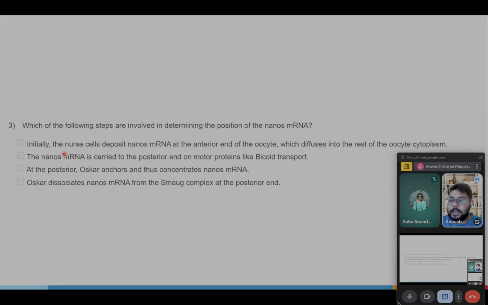The options are: A, initially the nurse cells deposit nanos mRNA at the anterior end of the oocyte, which then diffuses throughout the oocyte cytoplasm. B, the nanos mRNA is carried to the posterior end on motor proteins, like the bicoid transport. C, at the posterior, Oskar anchors and thus concentrates the nanos mRNA. D, Oskar dissociates the nanos mRNA from the Smaug complex at the posterior end. This is a more-than-one-correct-option kind of question, so you can choose A, B, C, D, multiple of them. I'll give you a second to try and figure this out.